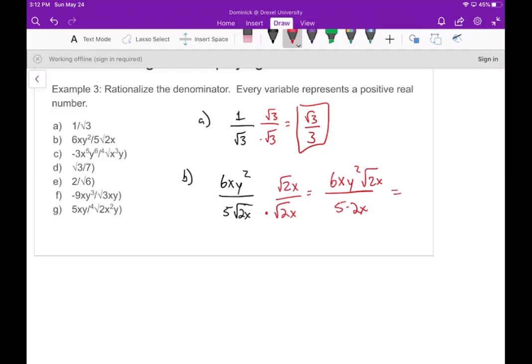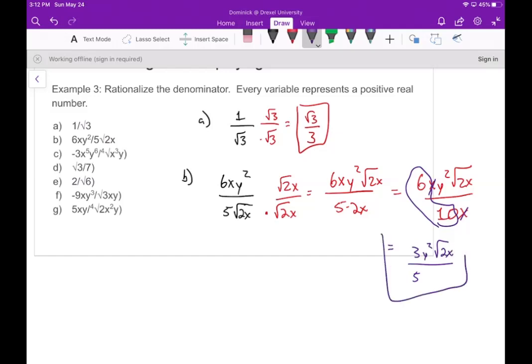So of course, the other thing I can do here is multiply 5 and 2, and this is now a 10x. And now we can cancel out these x's. And 6 over 10, we could think of as 3 over 5. So we get 3y squared square root of 2x over 5.